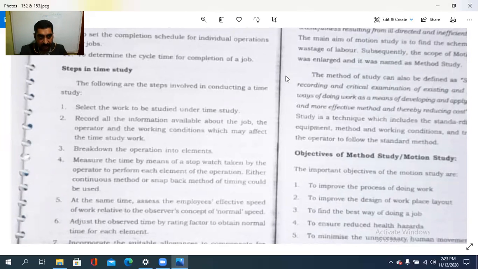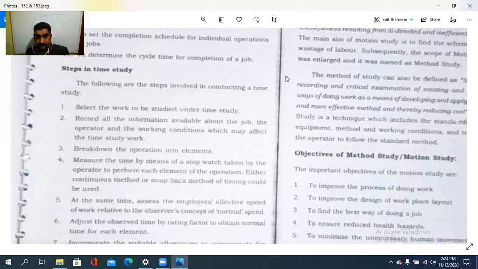രണ്ടാമത്തെ, എല്ലാ ഇൻഫർമേഷൻസും റെക്കോർഡ് ചെയ്യുക: all the information about the particular job, the operator itself and the working conditions that may affect the time study work. Break down the operation into elements. Measure the time by means of a stopwatch taken by the operator to perform each element of the operation. Either the continuous method or the snapback method of timing could be utilized.